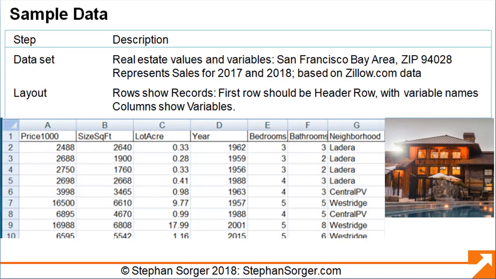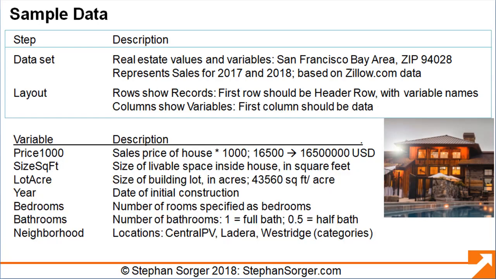For this video, we'll use actual real estate data from Zillow.com that consists of house attributes, such as size, for the 94028 zip code in the pricey San Francisco Bay Area. We see a screenshot of the data where rows show records and columns show variables. The data includes several different variables. The dependent variable is price, defined here as price 1000, which is the sales price divided by 1000.